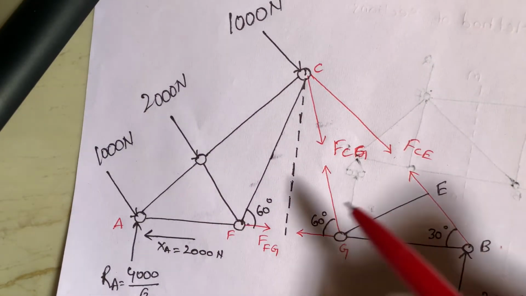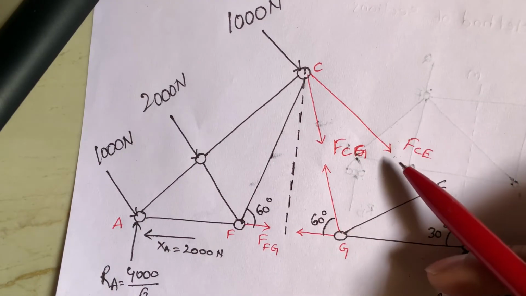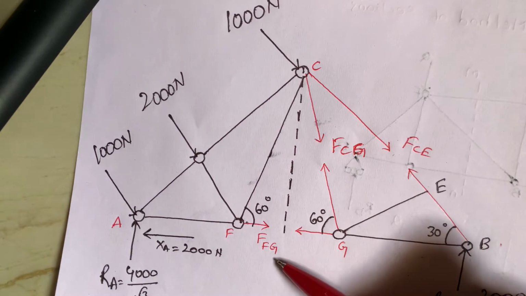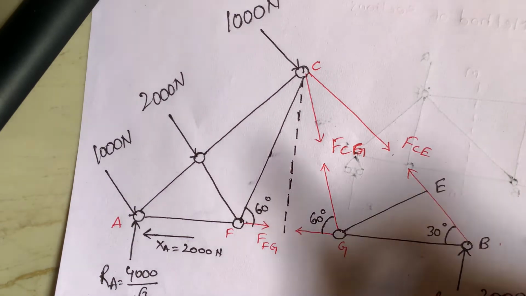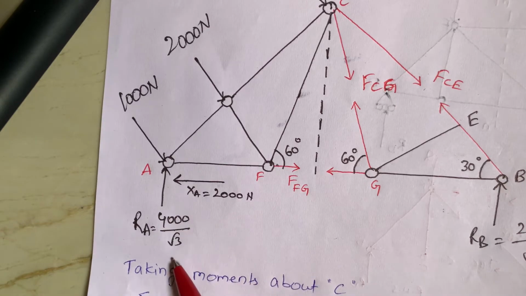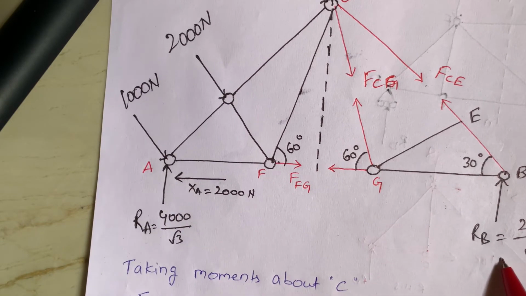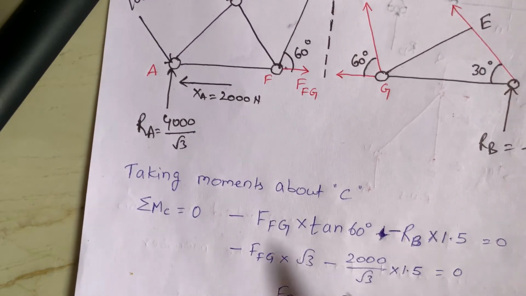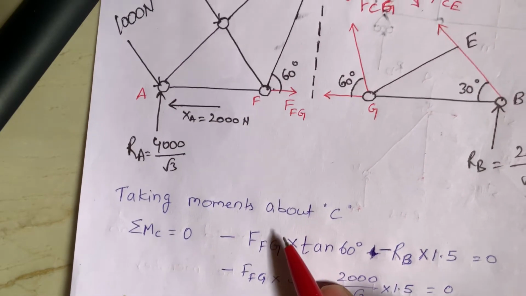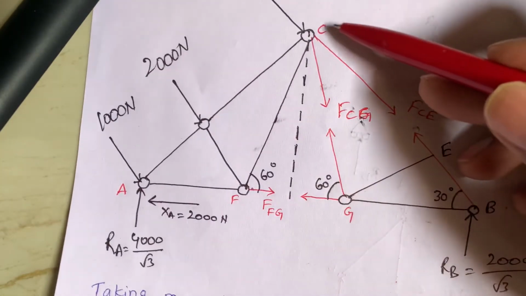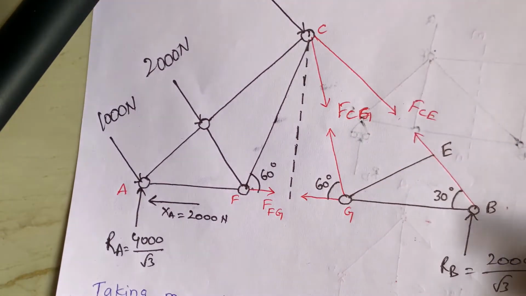Have you seen this? After passing this section MN, here I cut FCE, FCG, FFG. And we found these unknowns. XA value we know that, RA value we know that, RB value we know that. Now I am going to take moments about C. So here C point is here. So moment formula is force into perpendicular distance.